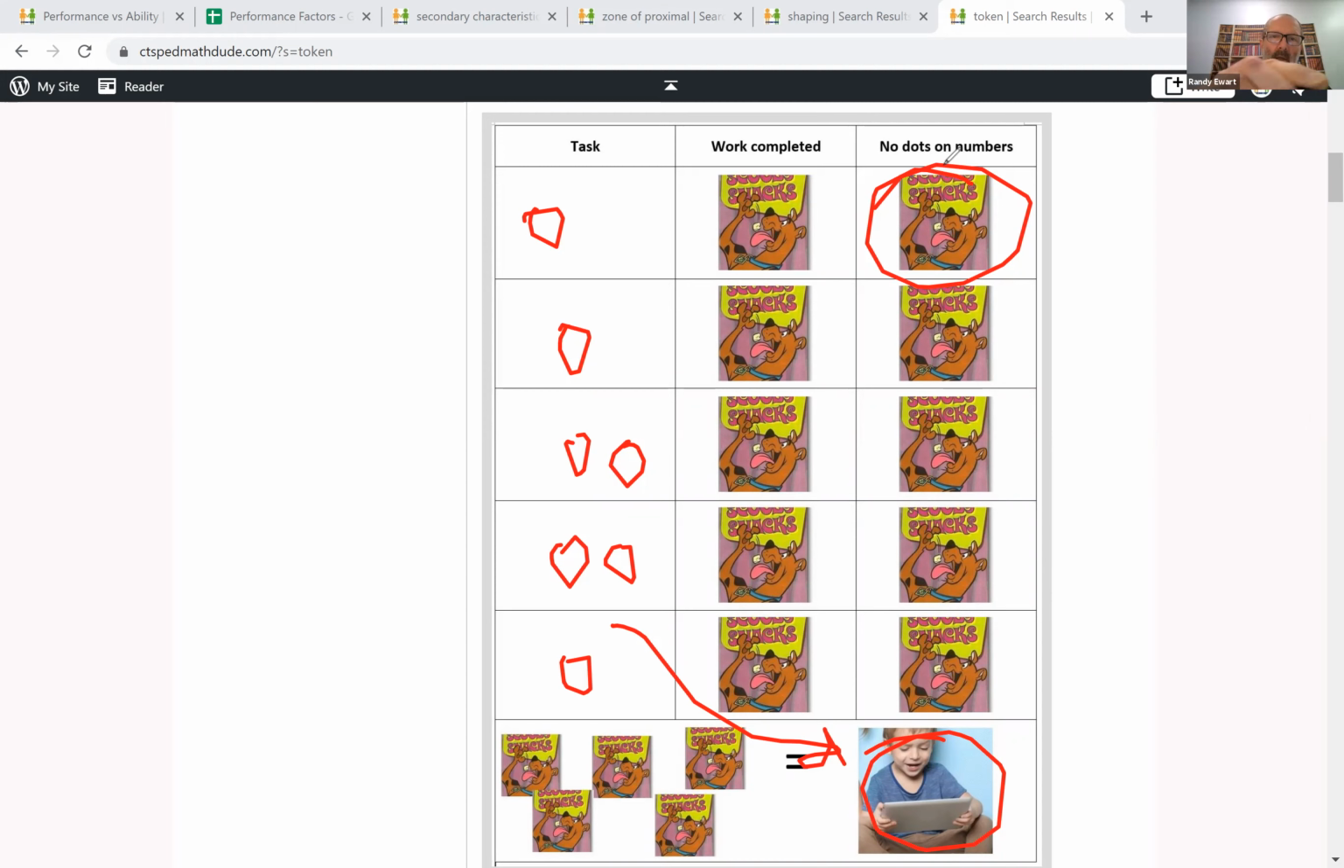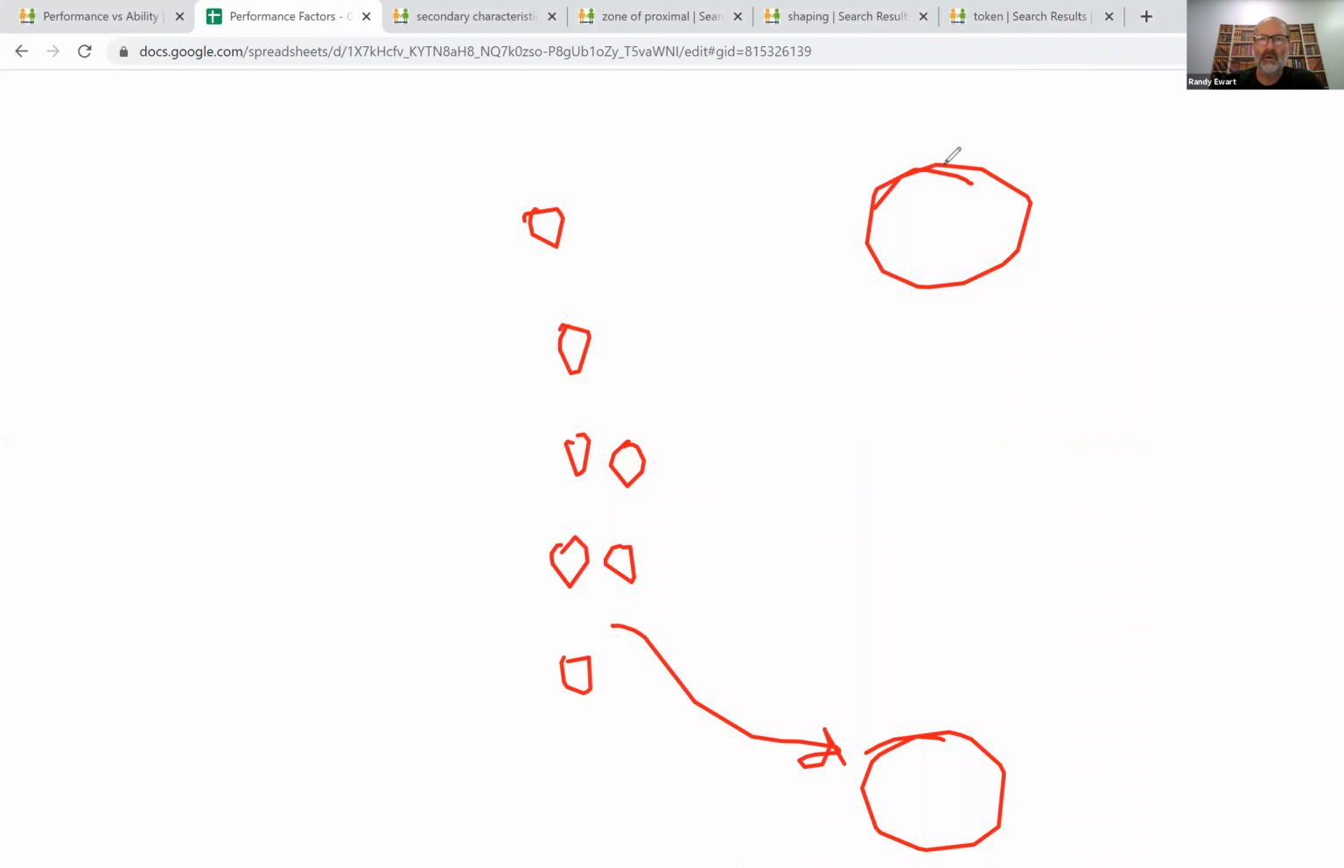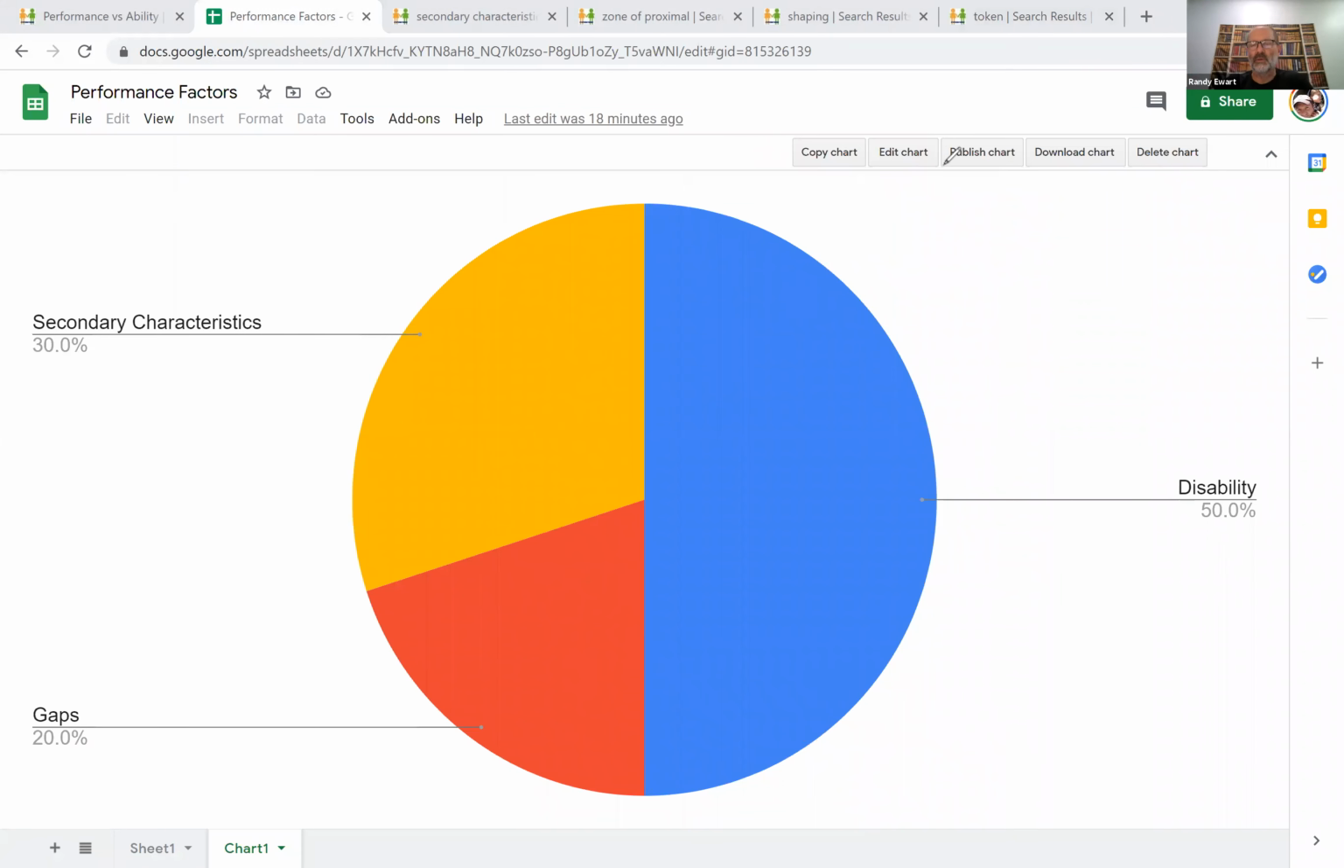So in summary, there are different factors affecting students' performance. There's performance and then there's ability. If you want your students to be performing closer to their ability level, then one of the areas we can focus on is these secondary characteristics. The way to address that would be shaping and perhaps using something like a token board and moving them slowly in that direction. The idea is we need the team to be mindful of this and to focus on this. Again, this is an area that's often overlooked.